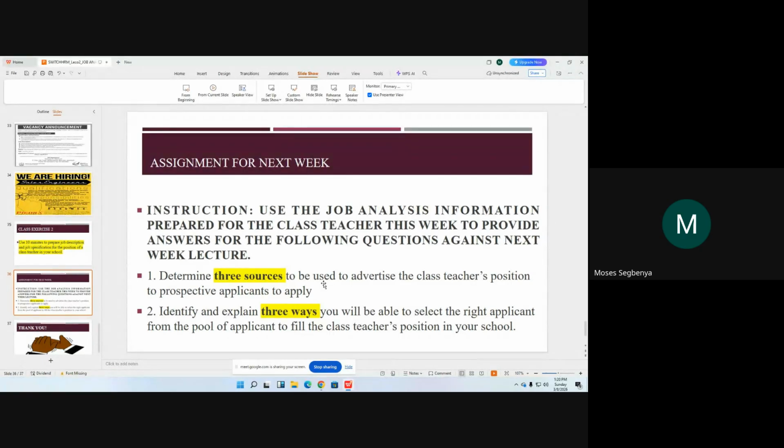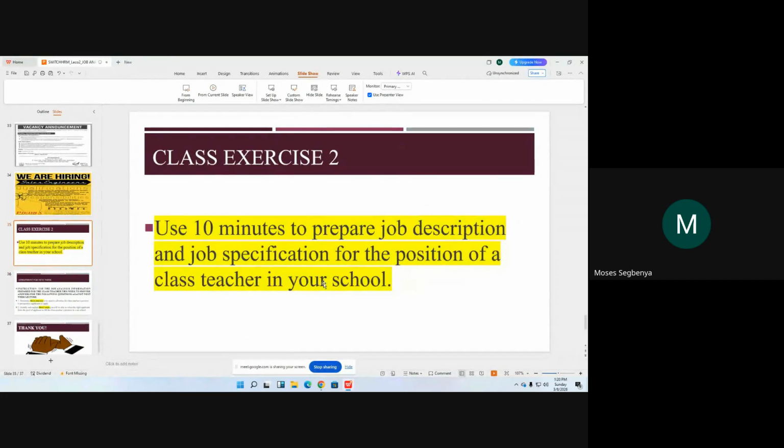But for today, we are doing this. We are using 5 minutes instead of 10 minutes to prepare job description and specification for a class teacher position. Then by the time you are done, I will switch to the next presentation. The second presentation for the day will be done, and we have to leave here before 3. Any question before we start the class exercise for 5 minutes?